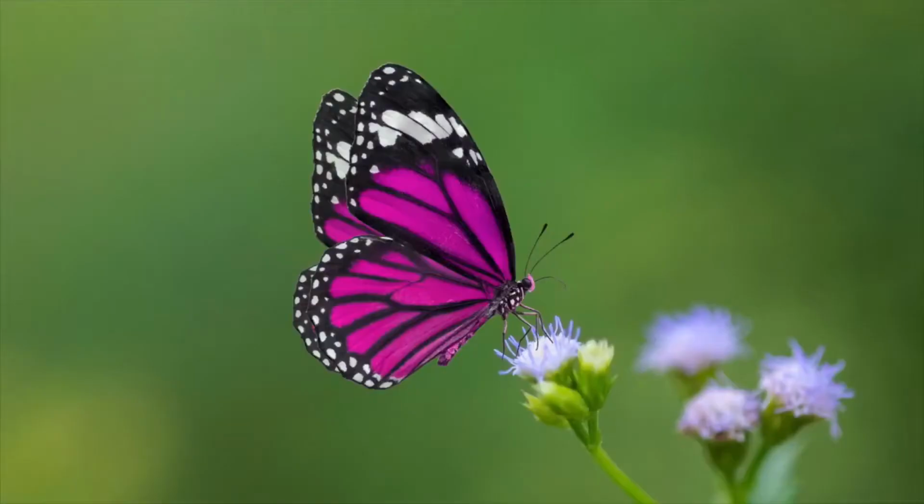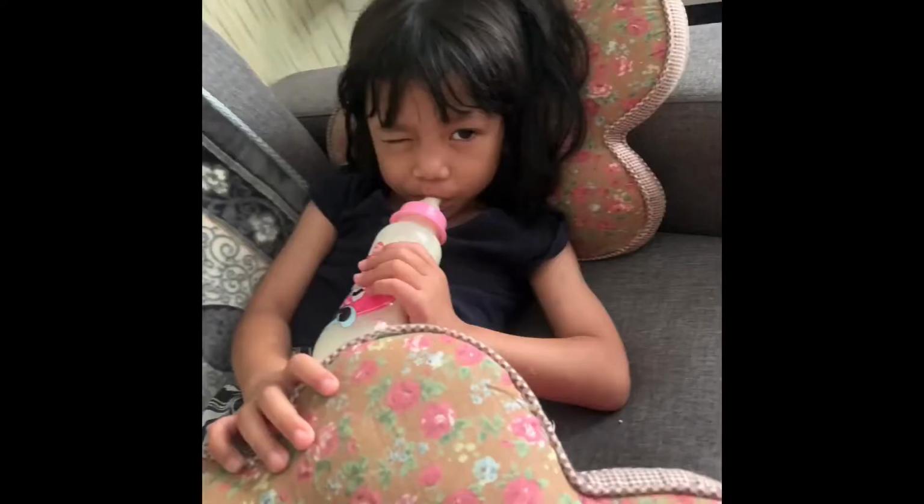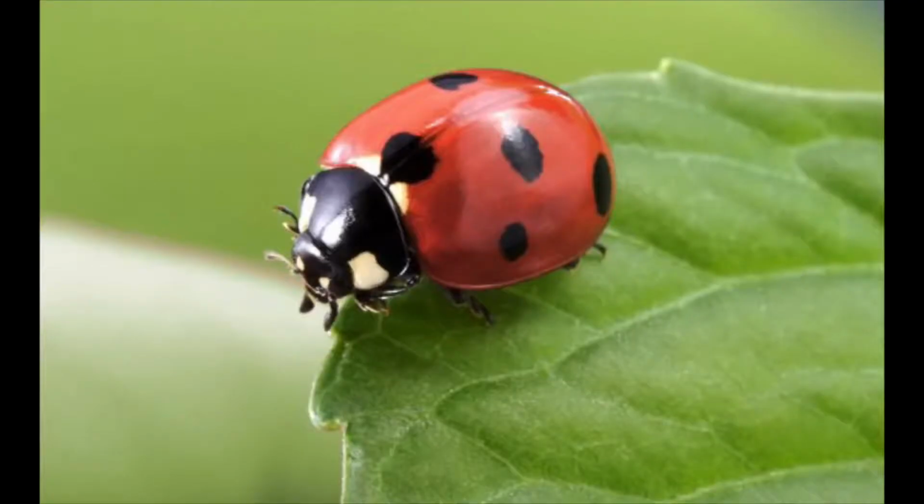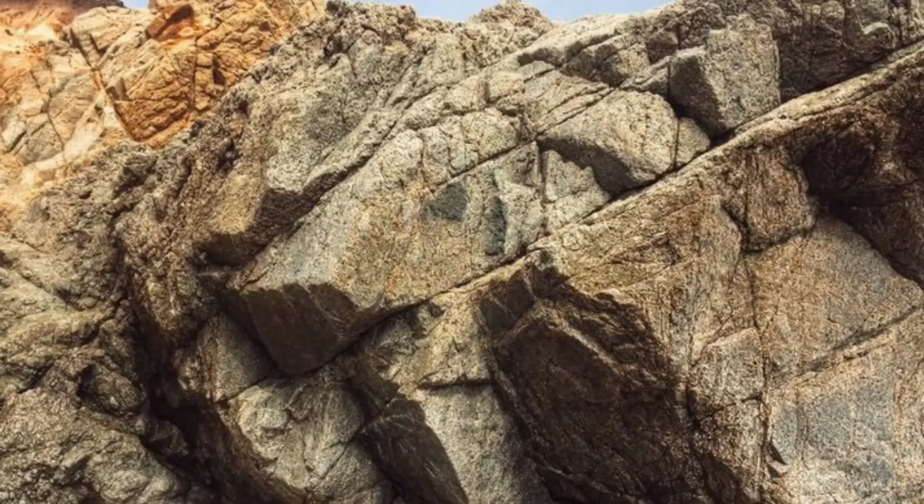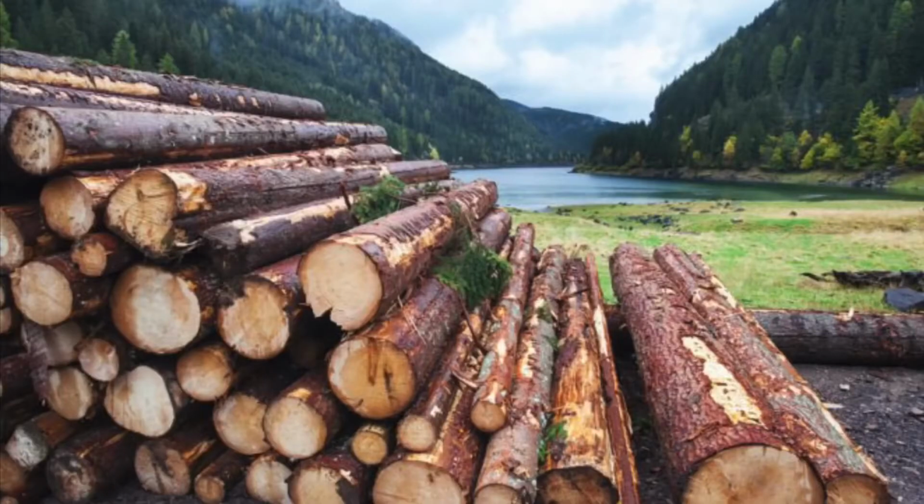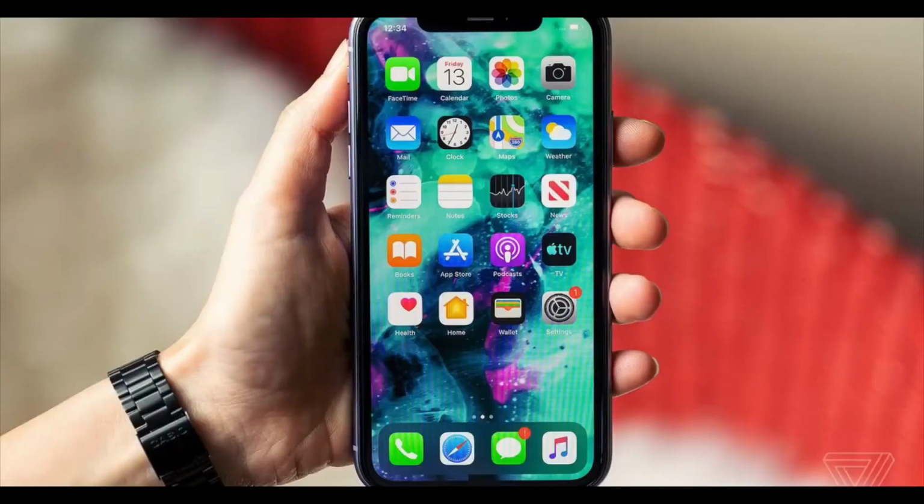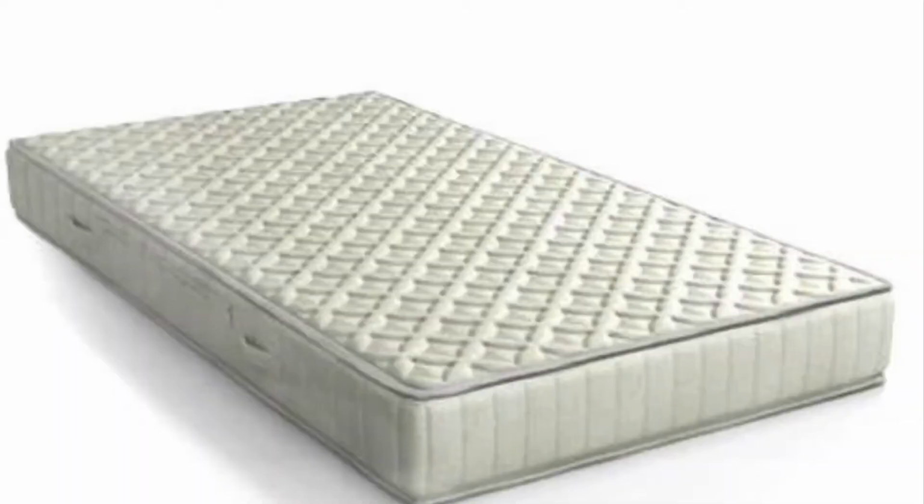Examples of matter from living things are butterfly, human, crocodile, ladybird, orchid. Examples of matter from non-living things are stone, rocks, wood, television, sofa, mobile phone, lamp, mattress. You just name it, there are a lot. And not to forget, the air that we are breathing today is also matter.